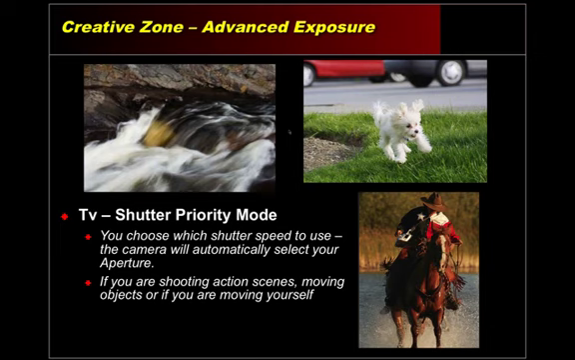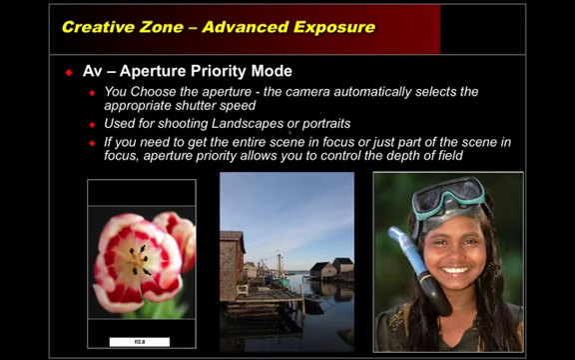TV, the shutter priority mode. Well, here you choose which shutter speed you want to use, and then the camera automatically selects the aperture. So if you're shooting action shots, moving objects, or if you're moving yourself, it's good to have a fast shutter speed. The reverse of that would be, let's say you want to freeze frame the water and make it look very misty. There you have a long shutter speed to sort of capture the water and give it that velvety flow. So this is where you would use the TV, the shutter priority mode.